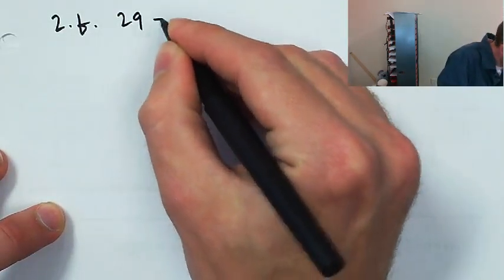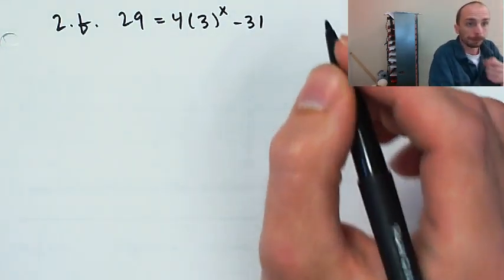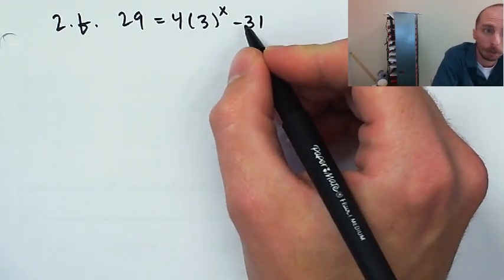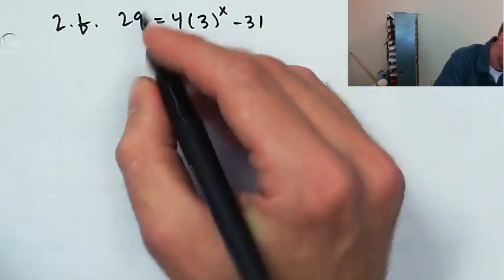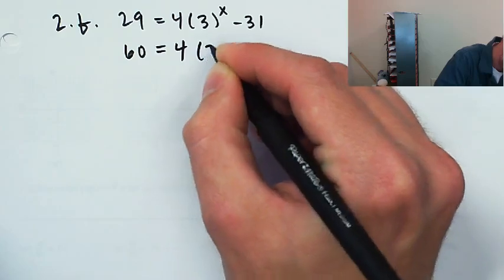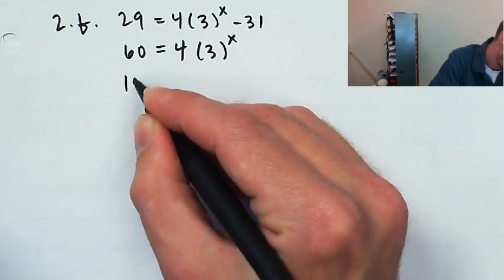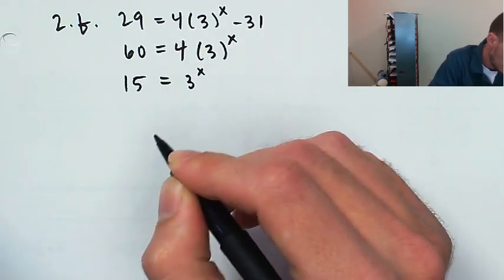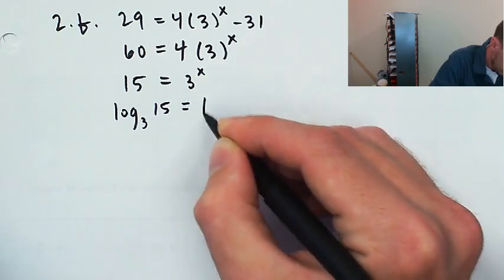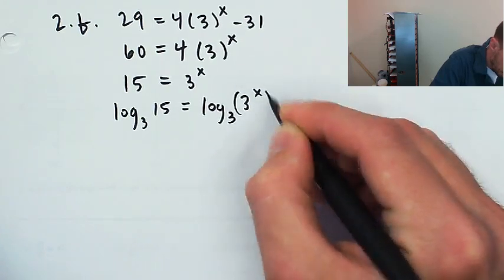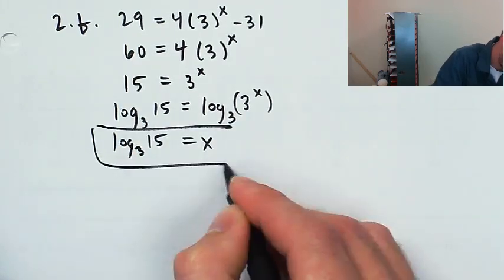2f, 29 equals 4 times 3 to the x minus 31. So I need to isolate the 3 to the x, so I'm going to get rid of the 31 first, add that over here. 29 plus 31, 29 plus 1 is 30, add another 30, that would be 60, equaling 4 times 3 to the x. Okay, I'm going to need to divide 60 by 4, that would be 15. And then I'll take the log with base 3 of both sides. Okay, that'll give me x over here and log base 3 of 15. This is an exact value.